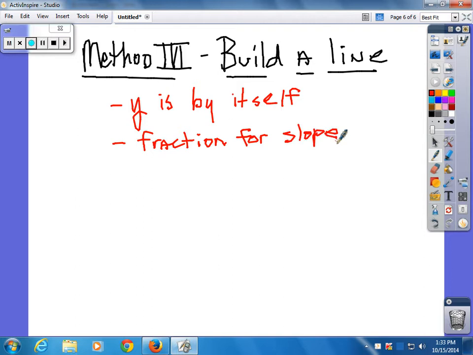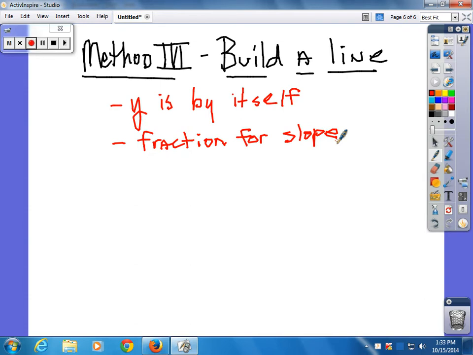Now, in method 1, I told you to write multiples of the denominator when you had a fraction. And yes, you can use method 1 and method 3 interchangeably. But the quickest way to graph a line, when y is by itself and there's a fraction, is method 3.